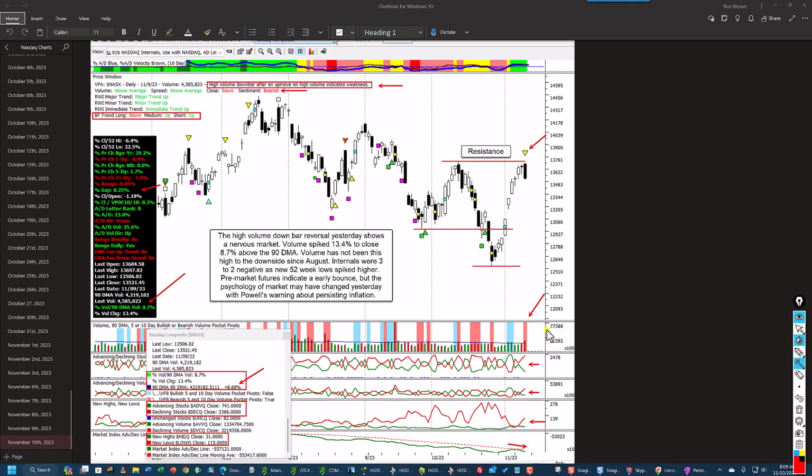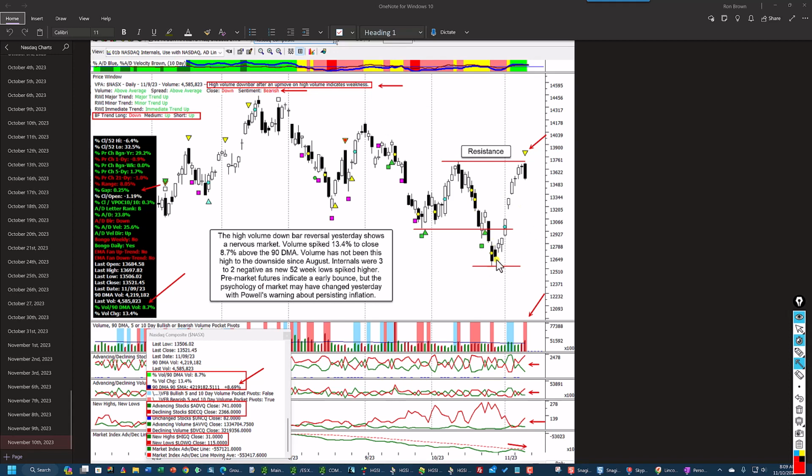But as I've commented many times over the week, the volume has really been in question. Here we had a couple of nice volume days over the 90-day moving average, but the last 3 days have been below it. And then you look at this volume spike yesterday on the reversal, and it shows that there was some fear yesterday, traders dumping positions and so on.